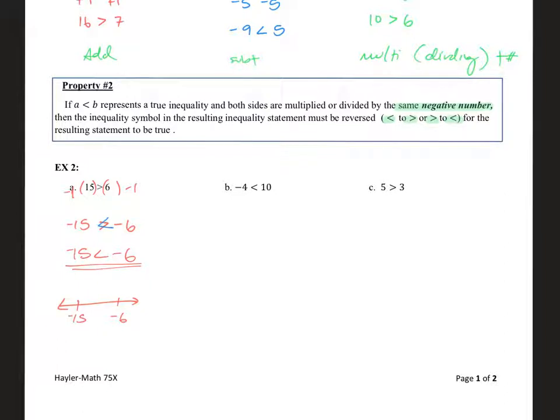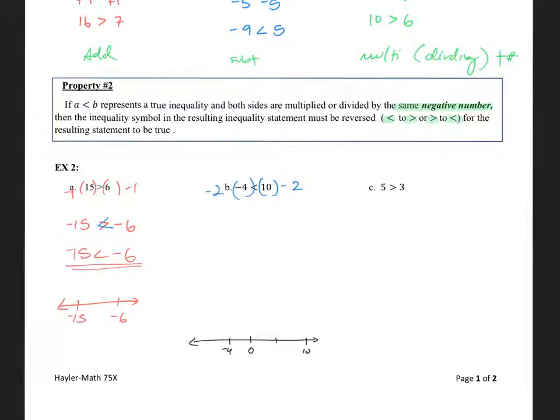All right, so let's take a look at this next one here. Is this a true statement? Is -4 less than 10? Yeah, it is. I'll go ahead and draw that on the number line. Negative 4 is less than 10. So, if I multiplied this by some random negative number, how about negative 2?